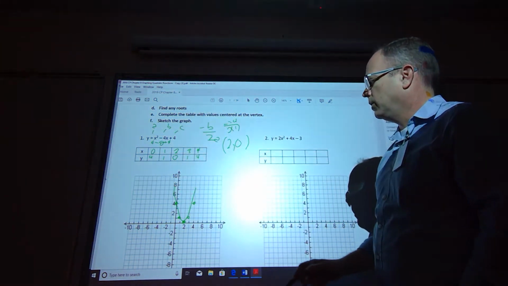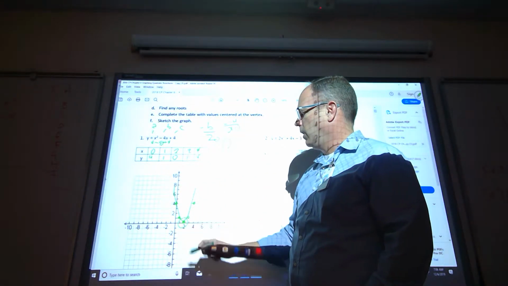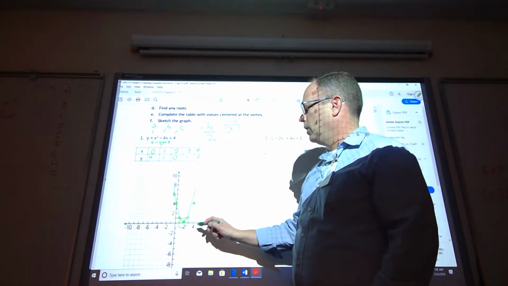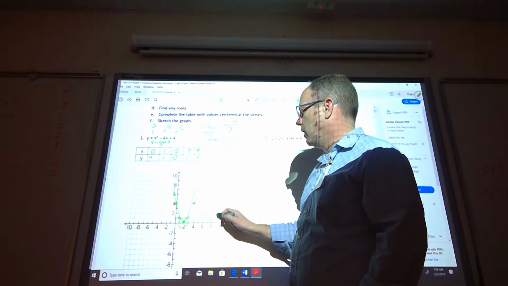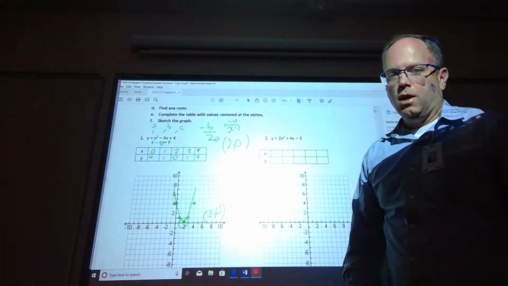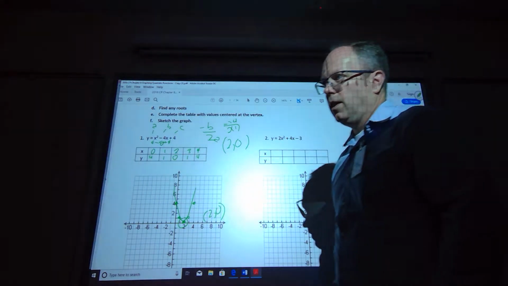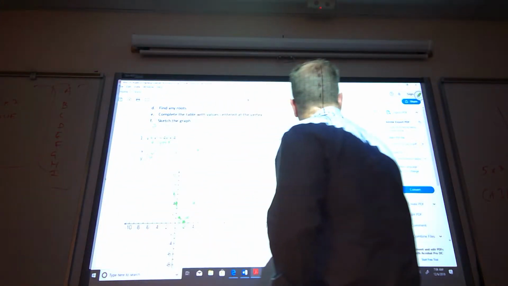Do we have any roots? Yes, it does touch the x-axis right here. So we have a root at (2, 0), which is actually still our vertex. And later you'll find out that it's a bounce right there.